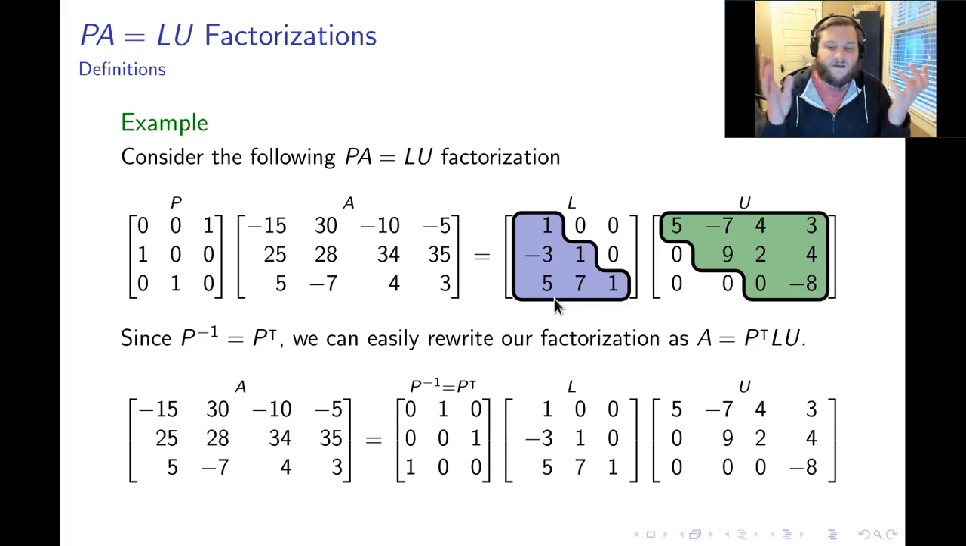Now, just to illustrate what you could do with such a factorization, one thing you could do is solve for A. Because the inverse of a permutation matrix is the transpose, I could multiply PA equals LU on the left by P transpose, and that produces A equals P transpose times L times U. That's not necessarily an important thing, but it is useful to remember that we can move P around our equation by transposing it.